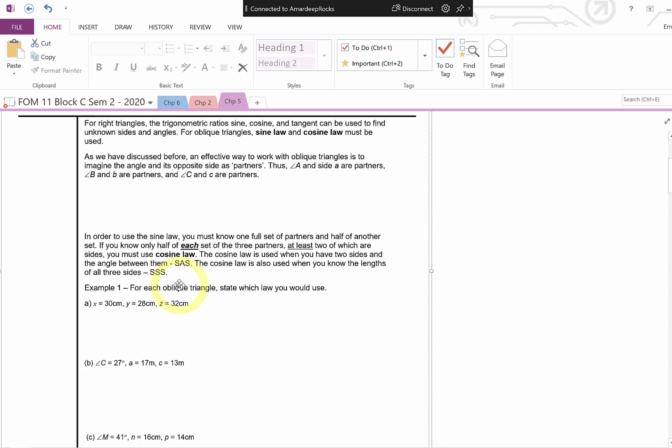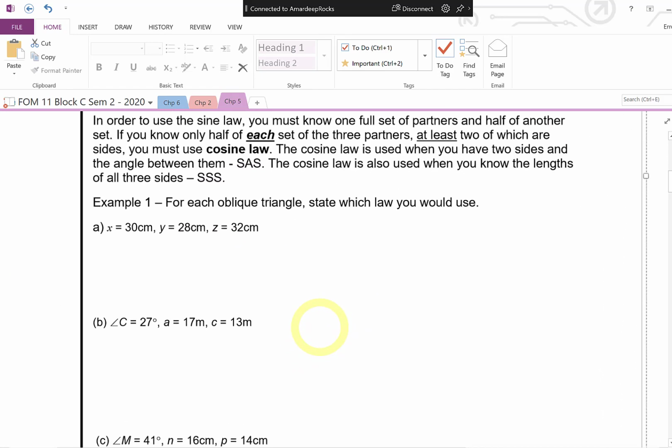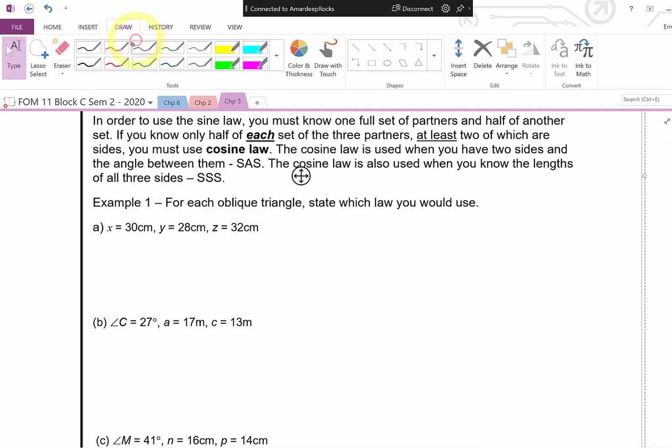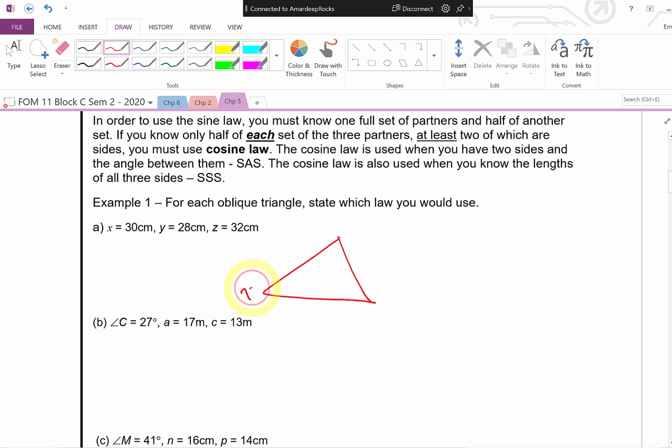So this example says, for each oblique triangle, state which law you would use. So x, y, and z. Notice that they're all lowercase. So the best way to draw it is lowercase. This will be angle x, angle y, angle z. So little z would be 32. Little x will be 30. And then little y would be 28. Okay, so because we have side, side, side, automatically cosine law.